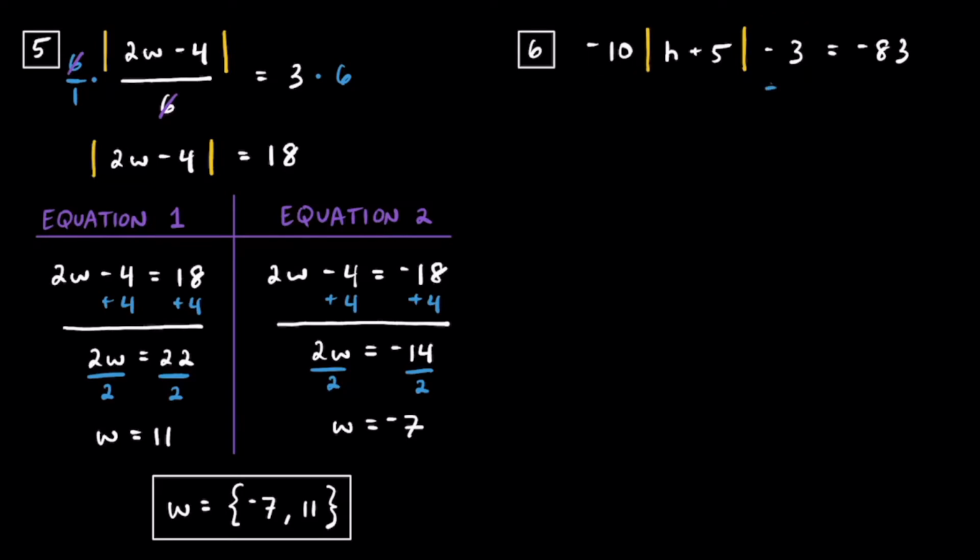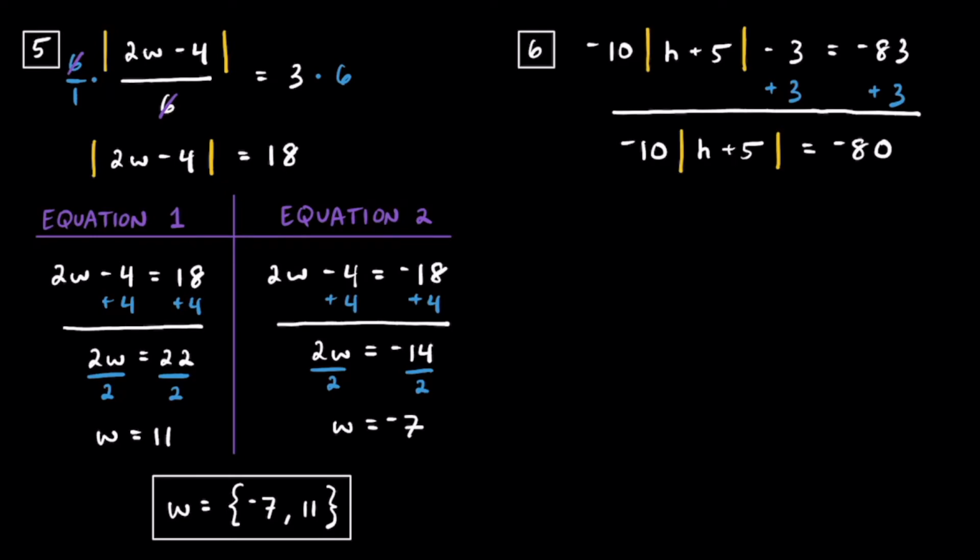As usual, we'll start with the addition property of equality to move that minus 3 to the right side of the equation first. And once we go ahead and do so, we're going to be left with negative 10 multiplied by the absolute value of h plus 5. And that's going to be equal to, I think that's going to be negative 80 on the right side of the equation. Now to get rid of the negative 10 that's multiplying by the absolute value of h plus 5, let's go ahead and divide both sides by negative 10 using the division property of equality.